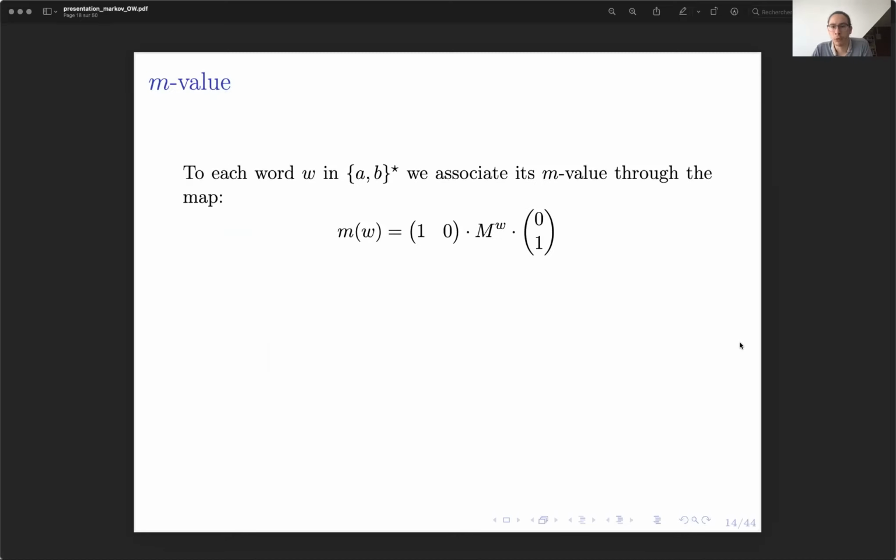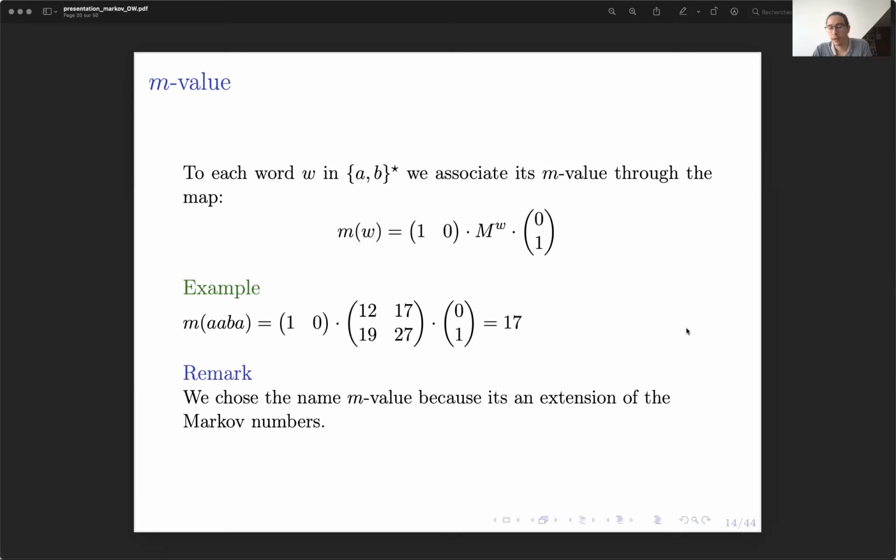And we can associate to each word a value through the map M(w) equal to (1 0) M_w (0 1) transposed. So we will take the upper right coefficient in our matrix. So for example, M of aaba will be 17. The M value was chosen because it's an extension of the Markov numbers, as we will see later.